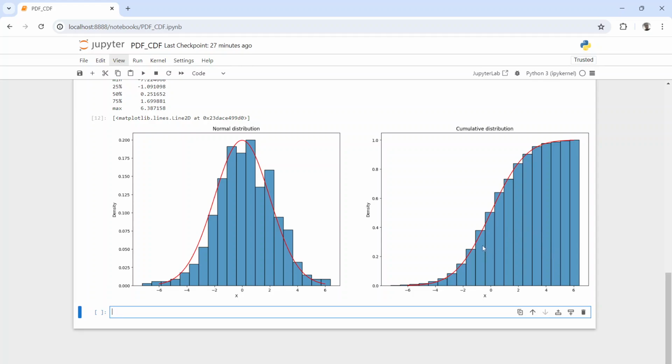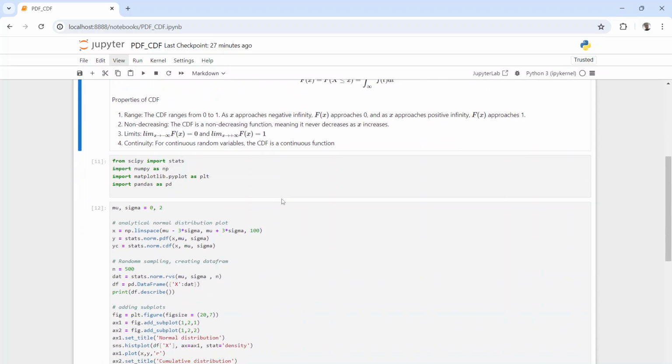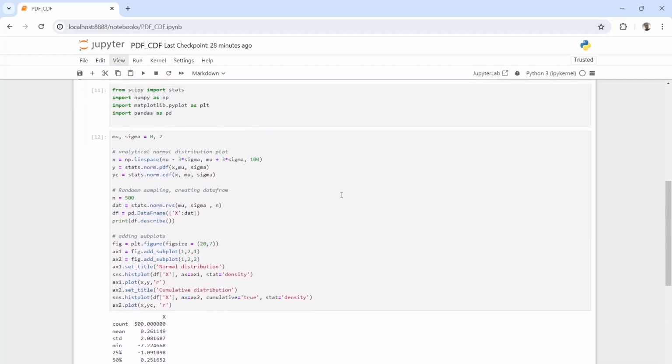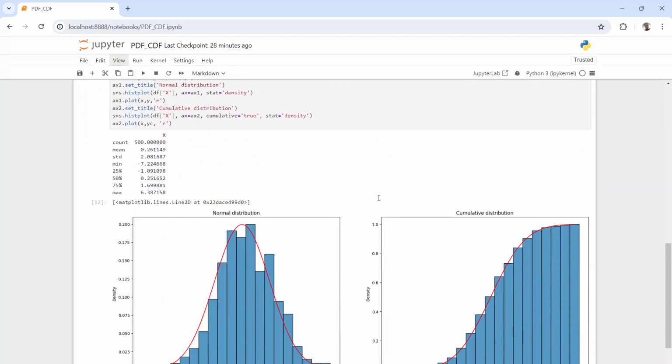As you can see, as the x value is increasing, the value gets close to 1, and when the x value gets close to minus infinity, the value gets close to 0. So it satisfies the first condition. Also, it satisfies the third condition, which states that the value is equal to 0 when it approaches minus infinity, and the value is equal to 1 when it approaches plus infinity.